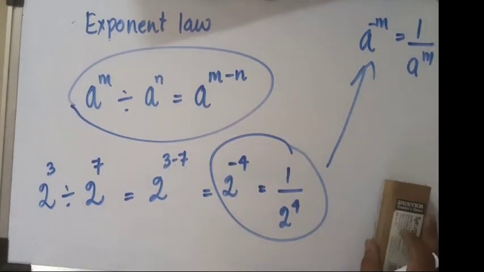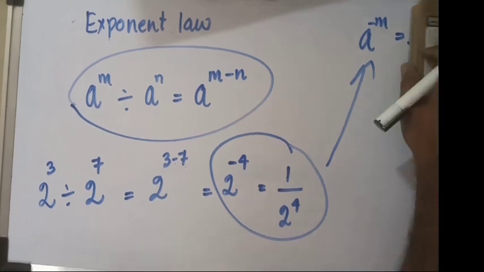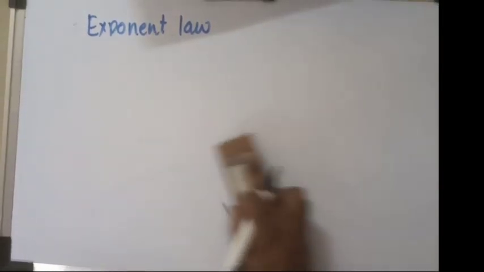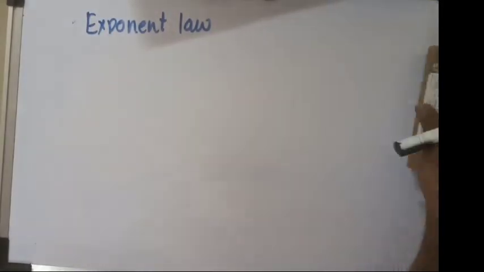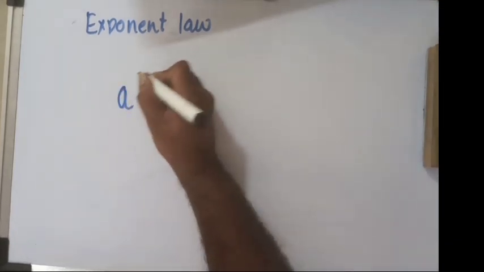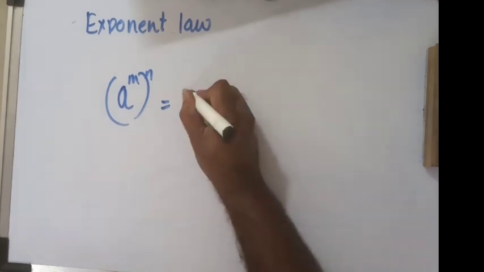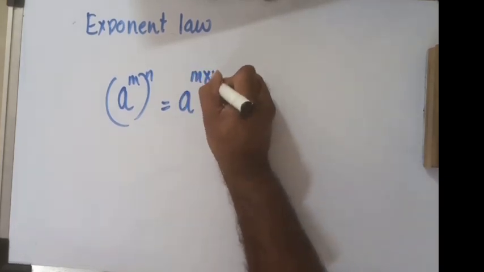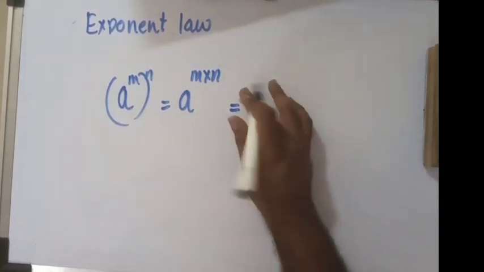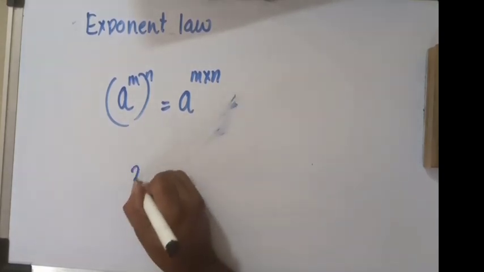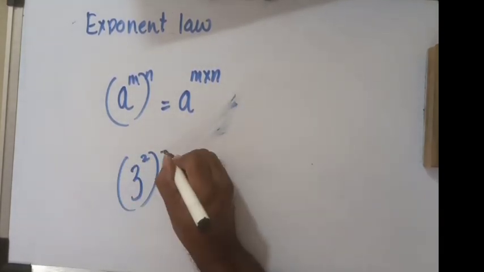So this is the third exponent law that I've told you. Next we'll be seeing, say, a raised to m, the whole raised to n. This means a raised to m into n. For example, say if it is 3 square, the whole raised to 5.